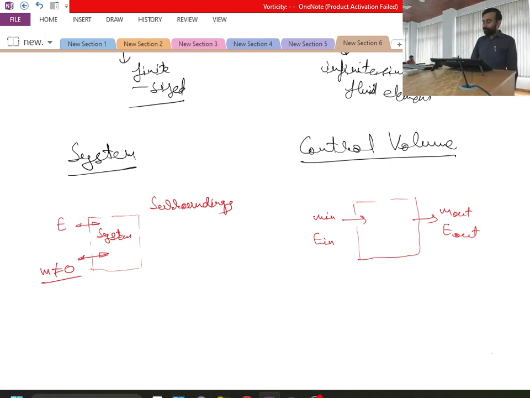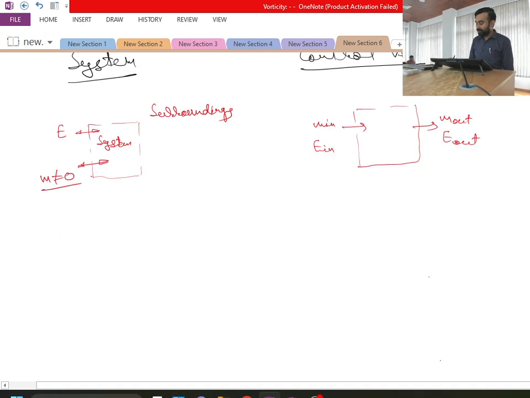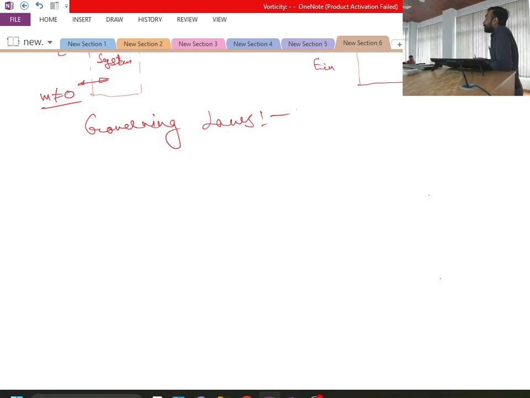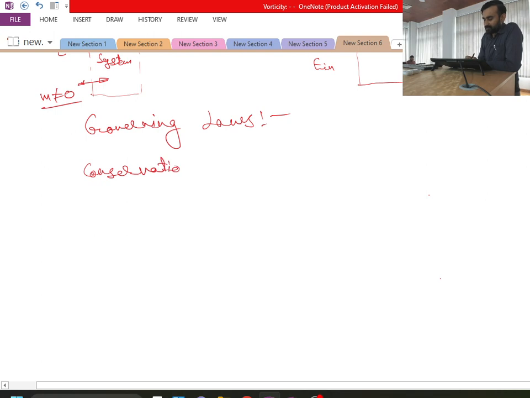Now, whenever we have to analyze any situation, what do we have to do? We require some governing laws. Okay. What we require? We require some governing laws. And typically, if you see, all the governing laws are initially developed for a fixed quantity of matter. Okay. So say I am using a system approach. So what I will be doing, say if I have a system, then the very first law that comes is conservation of mass.